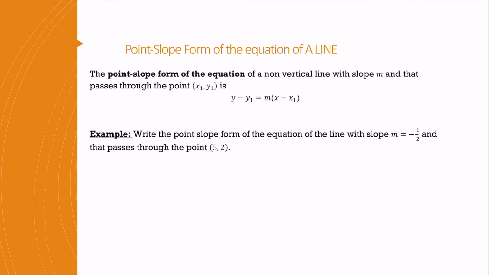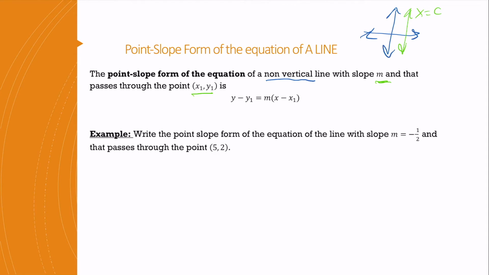The next thing I want to talk about is using the point-slope form of the equation for a line. So the point-slope form of the equation of a non-vertical line, and that's a key point, it can't have undefined slope like a vertical line would. The equation for that line, given a slope and a point, is y minus y1 equals m times x minus x1. And this is an equation you're going to have to memorize.